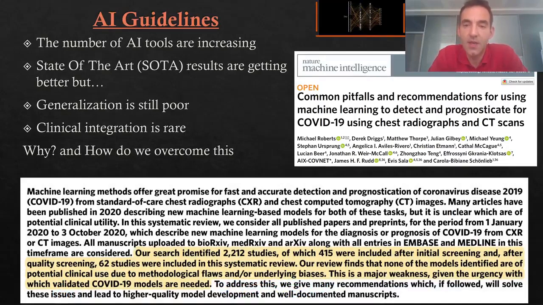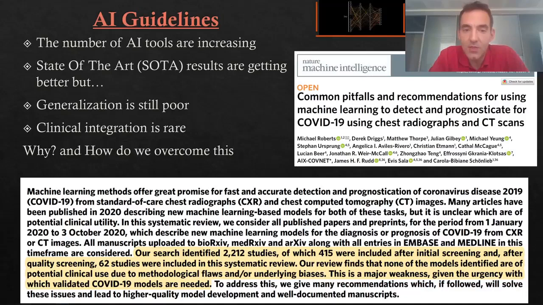Now, the important thing that is focused by this article is that there are 2,212 studies which use chest radiographs or CT scans to detect COVID-19 from these images. And after an initial screening, the authors have reduced these 2,212 studies to 415. Now, this is a significant reduction at the initial screening, and they use a checklist to do that, and we are going to discuss that checklist. What are the reasons to reduce these studies to 415?